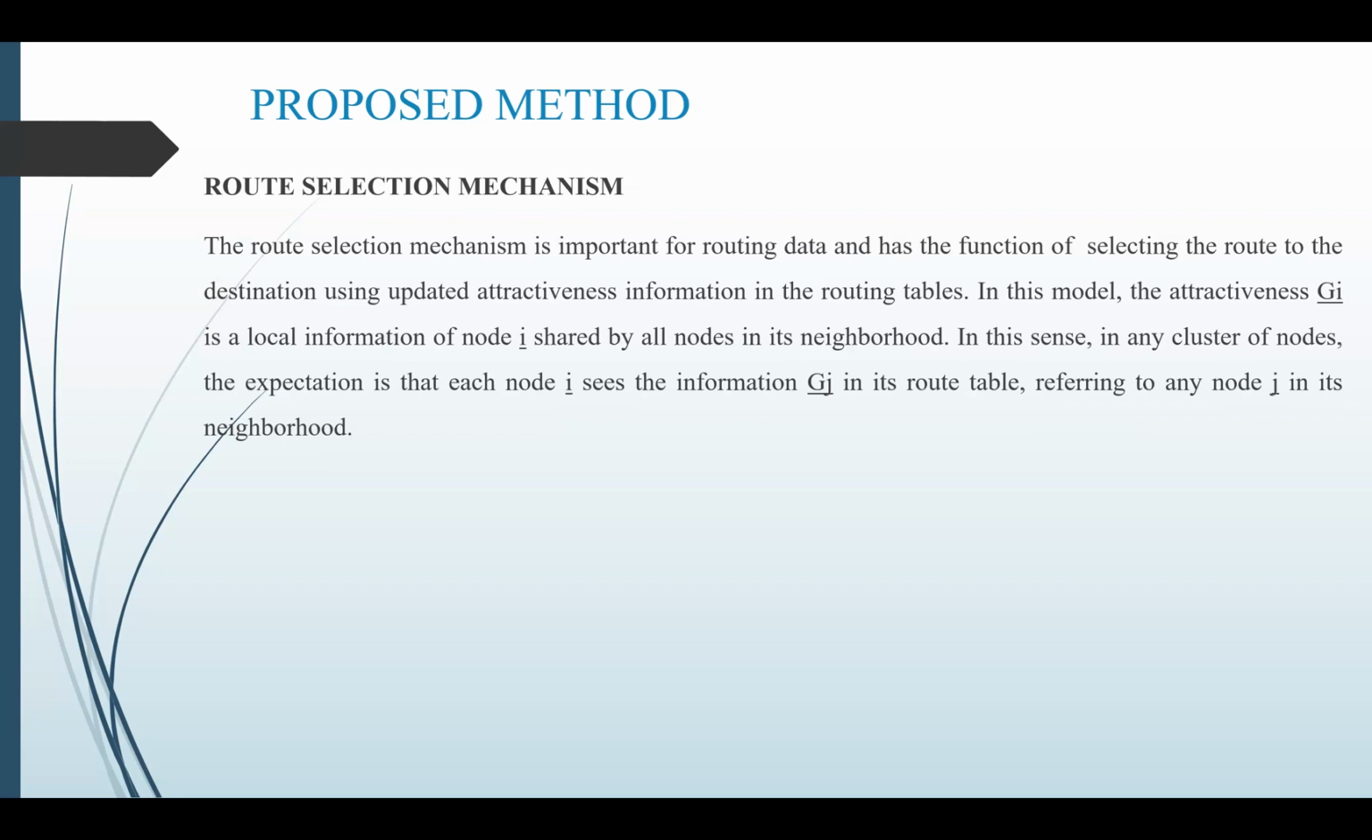And for the route selection mechanism: the route selection mechanism is important for routing data and has the function of selecting the route to the destination using updated attractiveness information in the routing table. The attractiveness, like Gij, is local information for node i shared by all nodes in the neighborhood. In this sense, in any cluster of nodes, the expectation is that each node i sees the information Gij in its route table, referring to any node j in its neighborhood.